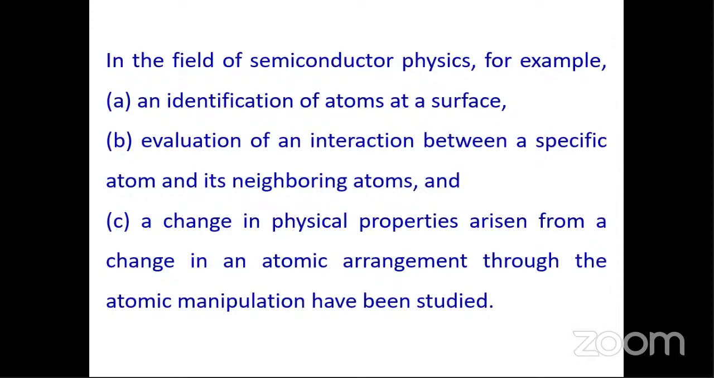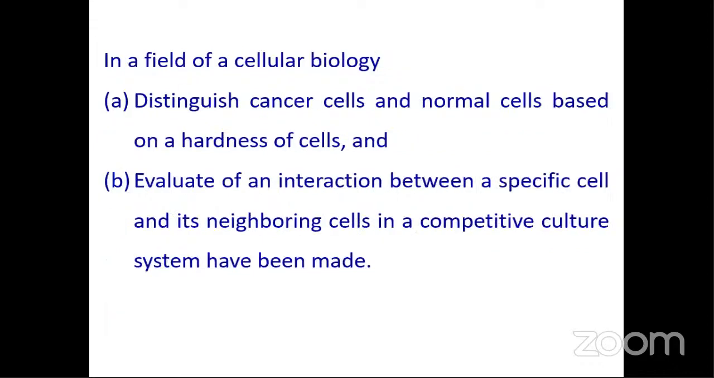In case of biology, we can distinguish cancer cells from the normal cells, because all these interesting things depend on the electronic states of the surface atom. In a healthy cell, the electronic density of states will be different from that of a cancerous cell. So we can distinguish a cancerous cell from a normal healthy cell, and we can also study the depth of interaction between a specific cell and the neighboring cell in a competitive culture system that has been made through the biological process.